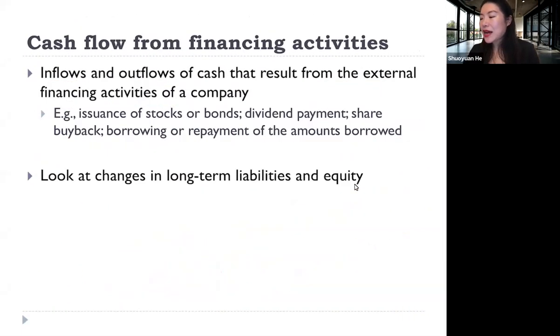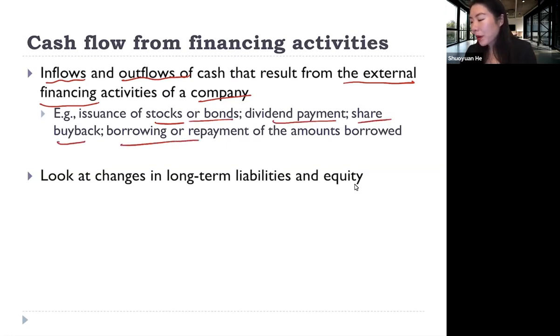And then let's look at cash flow from financing activities. Those are inflows and outflows of cash that result from external financing activities of a company. Examples are issuance of stocks or bonds, dividend payment, share buyback, borrowing or repayment of the amount borrowed. And then we look at change in long-term liabilities and equity.